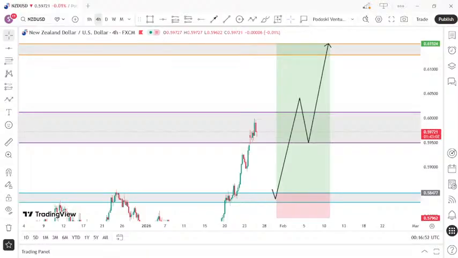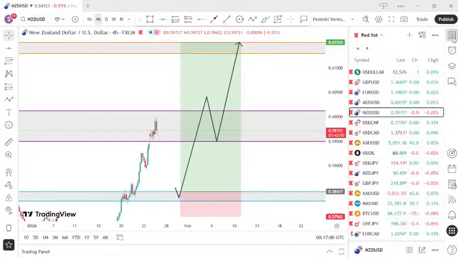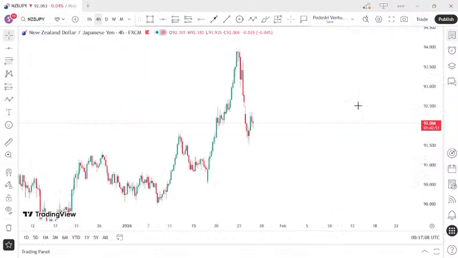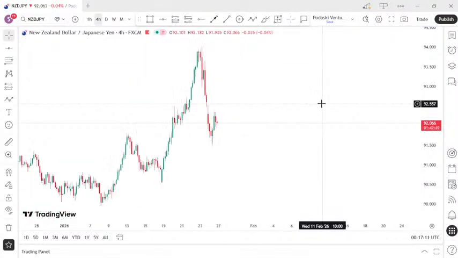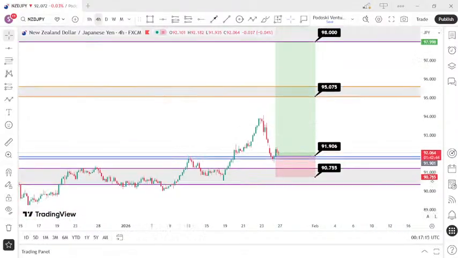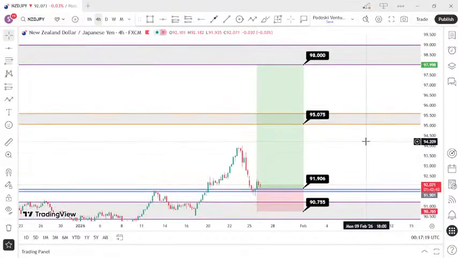All right, let's continue. The pair I have on the list is NZD-JPY. So let's look at NZD-JPY. All right, NZD-JPY. I already sent out a signal on NZD-JPY, but I'm going to explain to you why we are taking this buy on NZD-JPY and we are not taking a sell.